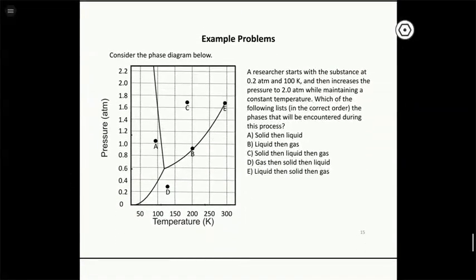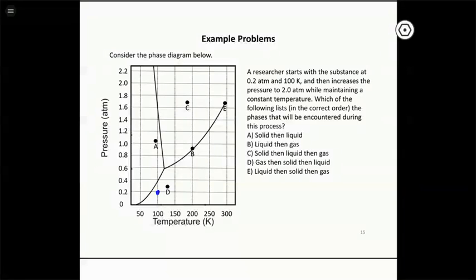All right, so another type of question we can ask you is a little bit more involved. Let's say you're in a lab and you start with the substance at 0.2 atmospheres and 100 Kelvin. So that's going to be starting right here. And then you increase the pressure to 2 atmospheres while maintaining a constant temperature. Which of the following lists the phases that will be encountered during this process?